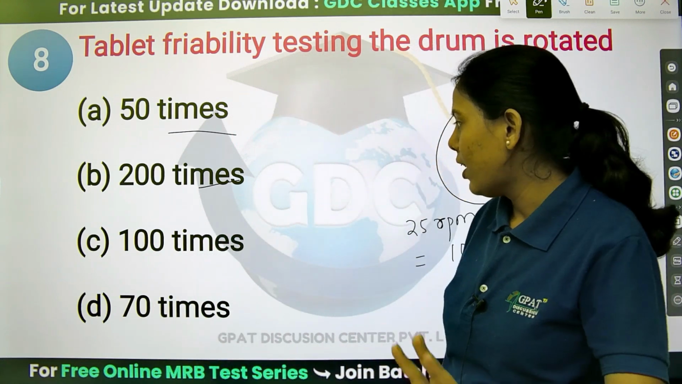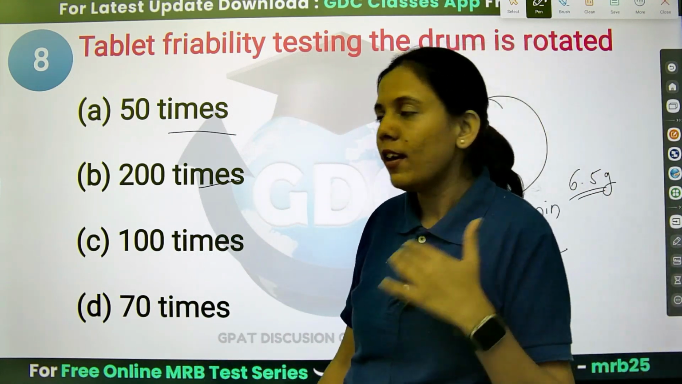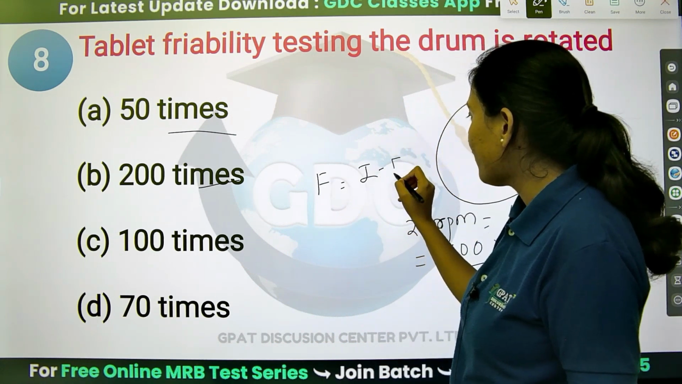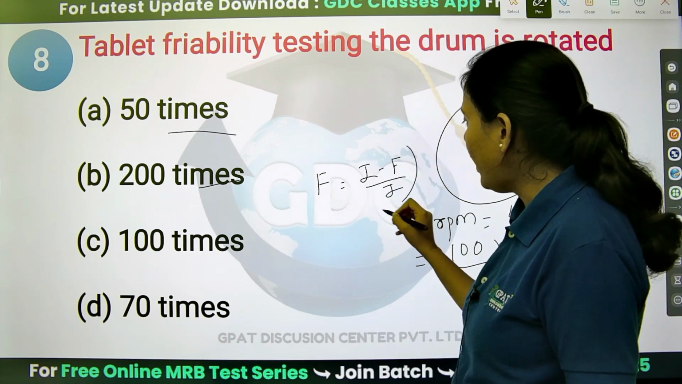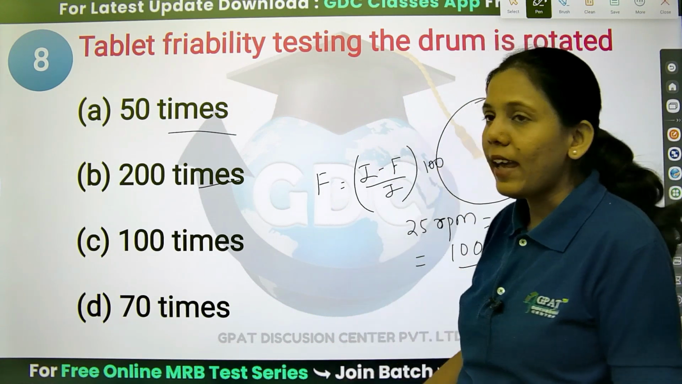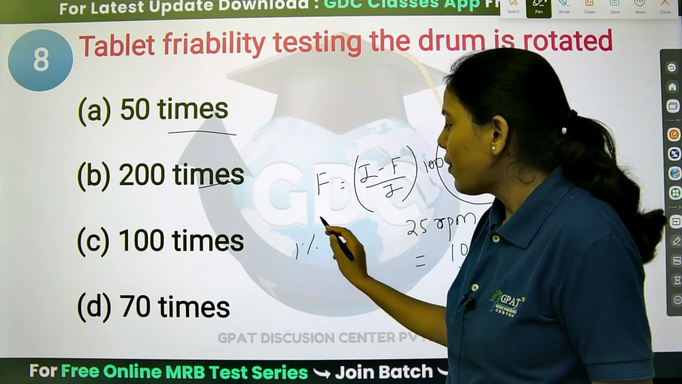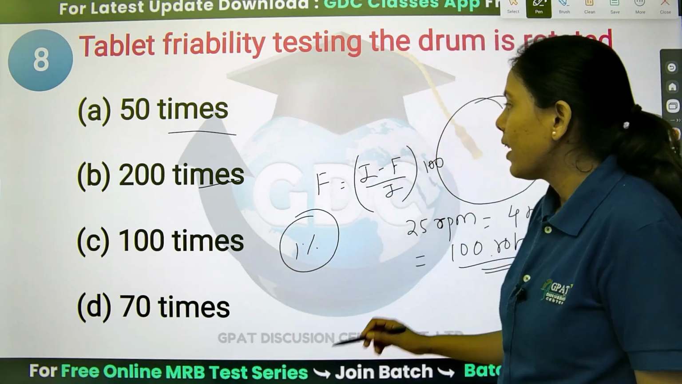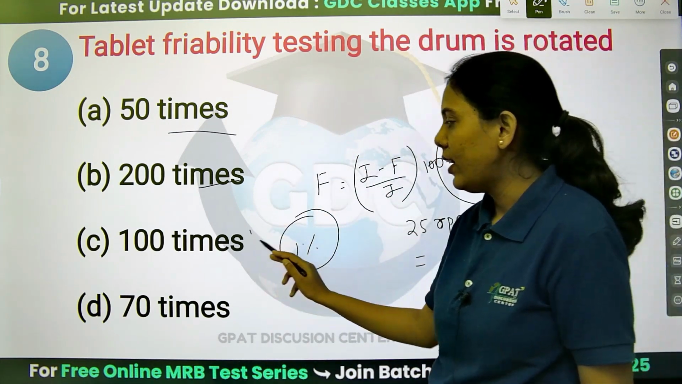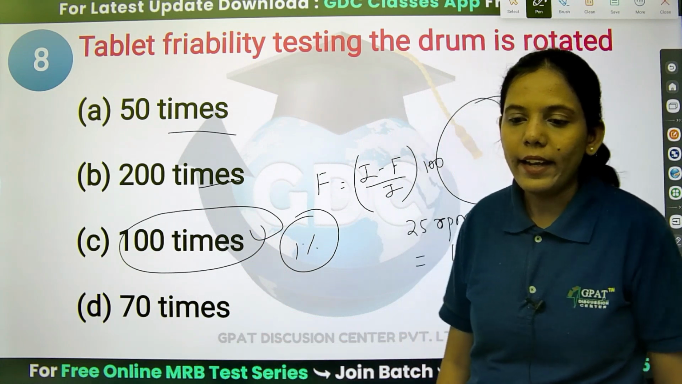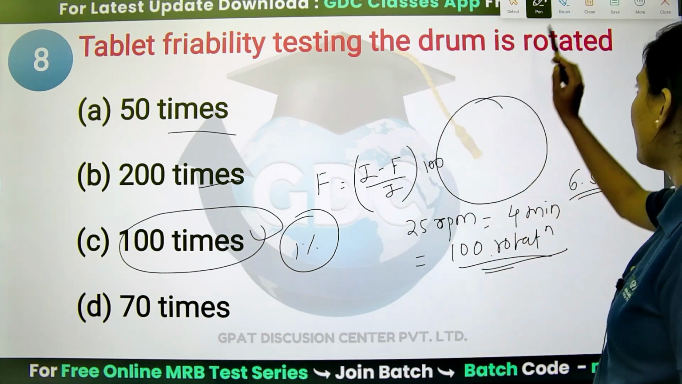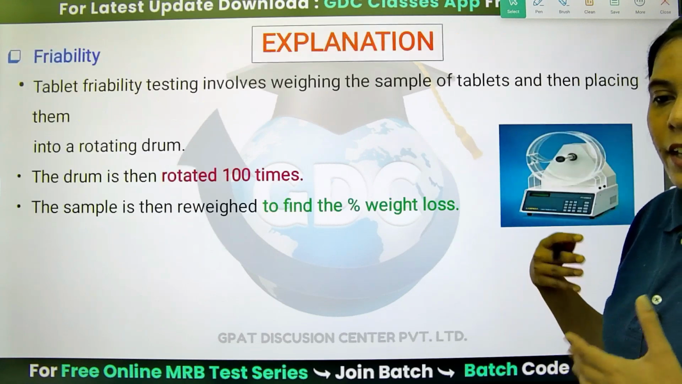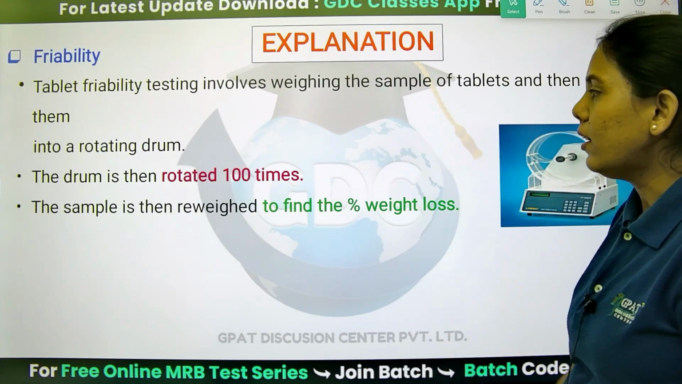You will take the initial weight, then you will take the final weight. So the formula for friability is initial minus final divided by initial into 100, right? And the limit is 1%. Friability should not exceed 1%, okay? Then the test is passed. No, 100 times is the right answer. That is option C. So please remember whether they are asking total revolutions or they are asking the RPM.